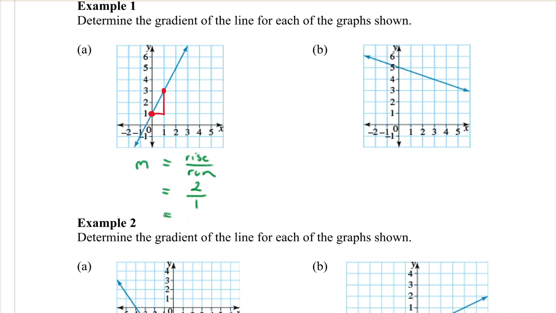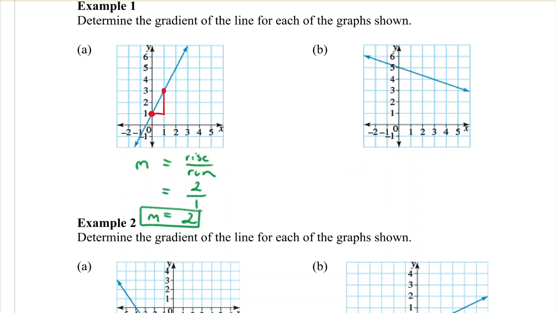All right, so all I want to do to finish this off, 2 divided by 1 is 2. You're just simplifying the fraction. If you want to, you can do that on your calculator. So that means that my gradient, which is m, is equal to 2. That's it. That's how you find a gradient from a graph. Let's do it again.